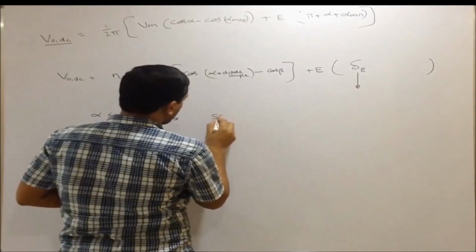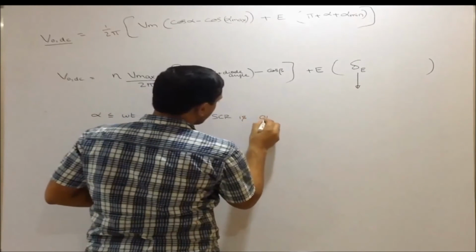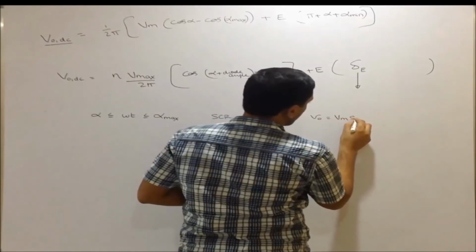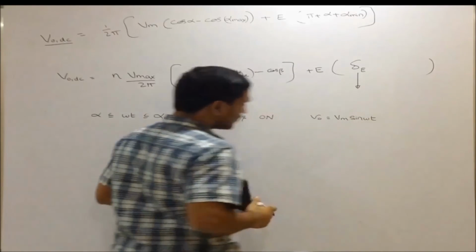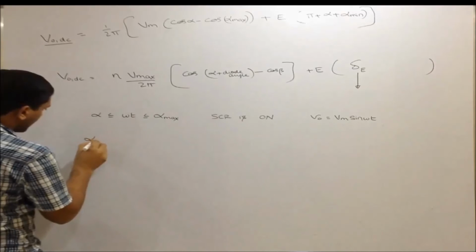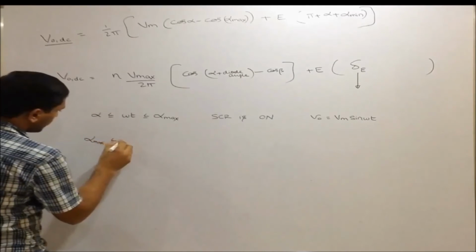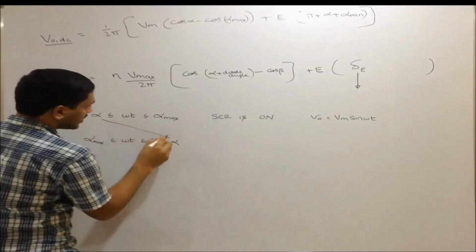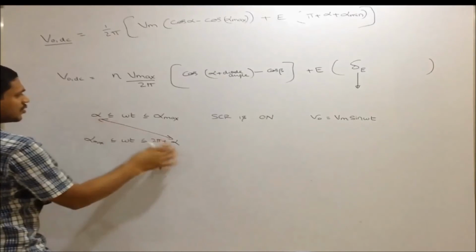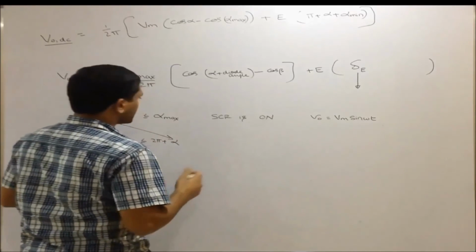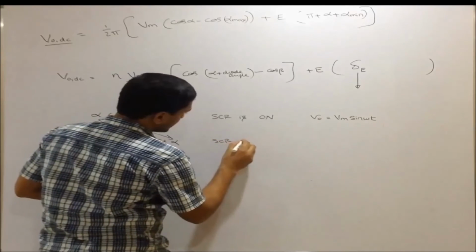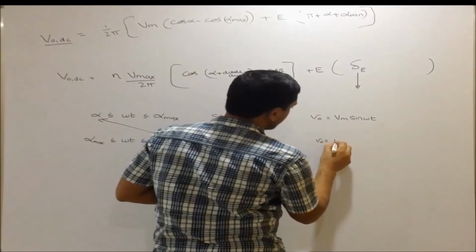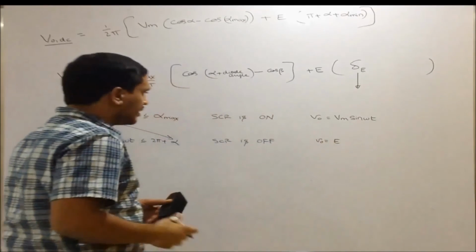Here the SCR is on. Here my SCR is on. So V0 equal to Vm sin omega t, for alpha max less than or equal to omega t less than or equal to 2 pi plus alpha. I have considered one cycle time, alpha to 2 pi plus alpha, that is 2 pi interval. SCR is off in this condition. Now V0 is E. This thing we have already discussed.